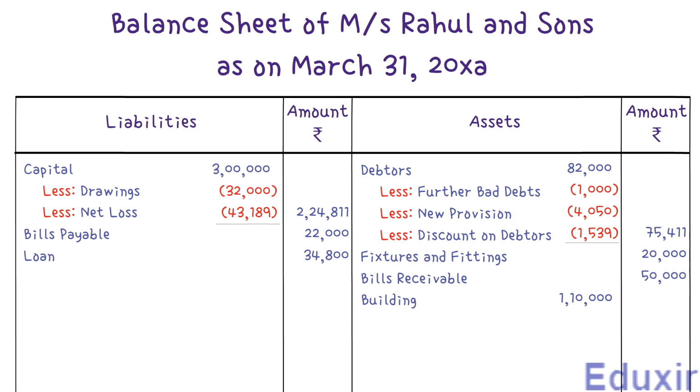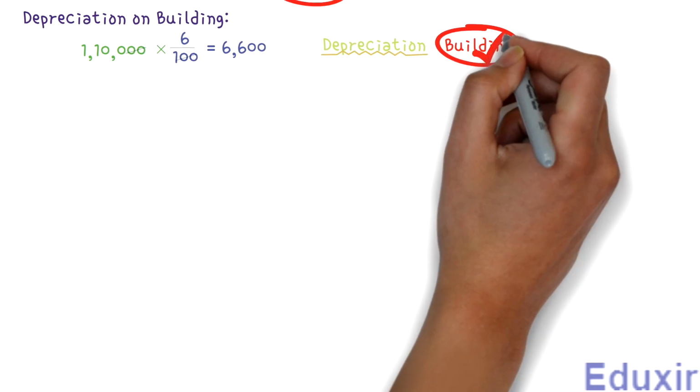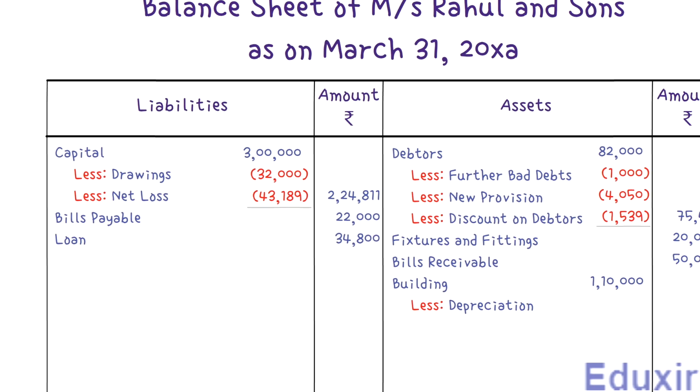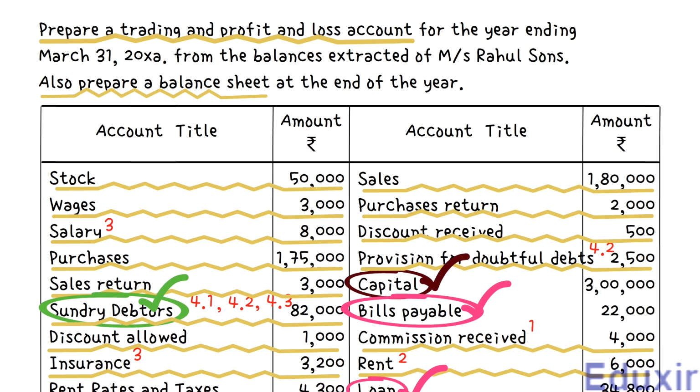Now, as we have already discussed, we should subtract the depreciation from the book value of the building. So let's write less depreciation under the building asset entry. As we have already calculated, the depreciation on the building asset is 6,600 rupees. So we should subtract these 6,600 rupees from the building asset's book value. Now from 1,10,000 rupees, if we subtract 6,600 rupees, we get 1,03,400 rupees, which is the current book value of the building asset. With that, we have completed the posting of the building asset related entries in the balance sheet. Let us now consider the next entry in the trial balance.